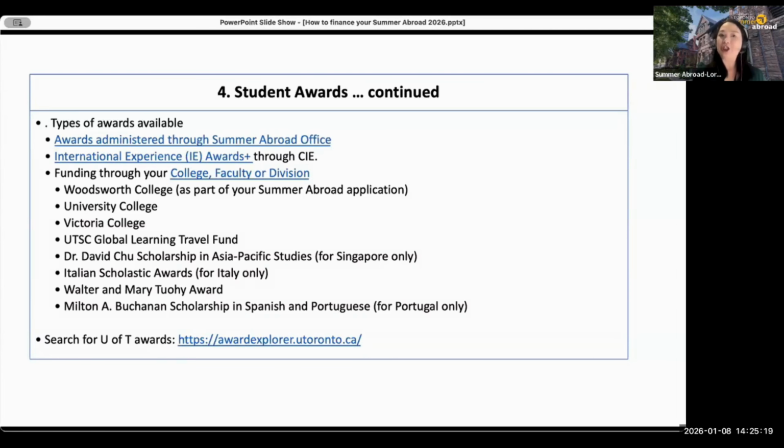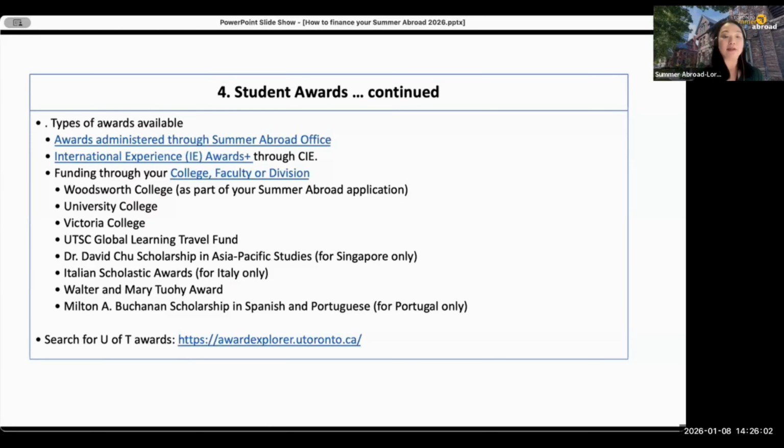What else is out there? Well, there's additional funding offered through your college, faculty, or even your division. If you're a Woodsworth College student, for example, and I'm standing in the Woodsworth College office right now, then it's pretty seamless. Your award application is already part of Summer Abroad, already taken care of. If you belong to any of the other colleges under the Faculty of Arts and Science, do note that they have other additional awards. Victoria, University College, they have funding, so make sure you're applying for those as well. If you're, for example, at Scarborough, know that other campuses and other divisions have funding opportunities.